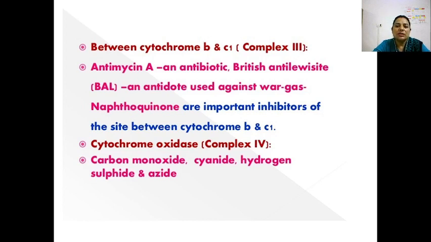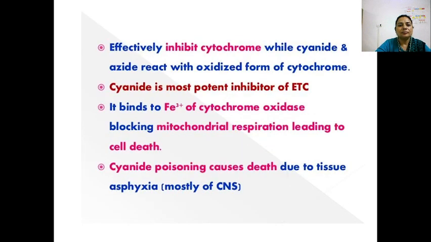Cytochrome oxidase, that is complex 4: carbon monoxide, cyanide, hydrogen sulfide and azide effectively inhibit cytochrome oxidase, while cyanide and azide react with the oxidized form of cytochrome. Cyanide is the most potent inhibitor of the electron transport chain. It binds to iron Fe3+ of the cytochrome oxidase, blocking mitochondrial respiration, leading to cell death. Cyanide poisoning causes death due to tissue asphyxia.